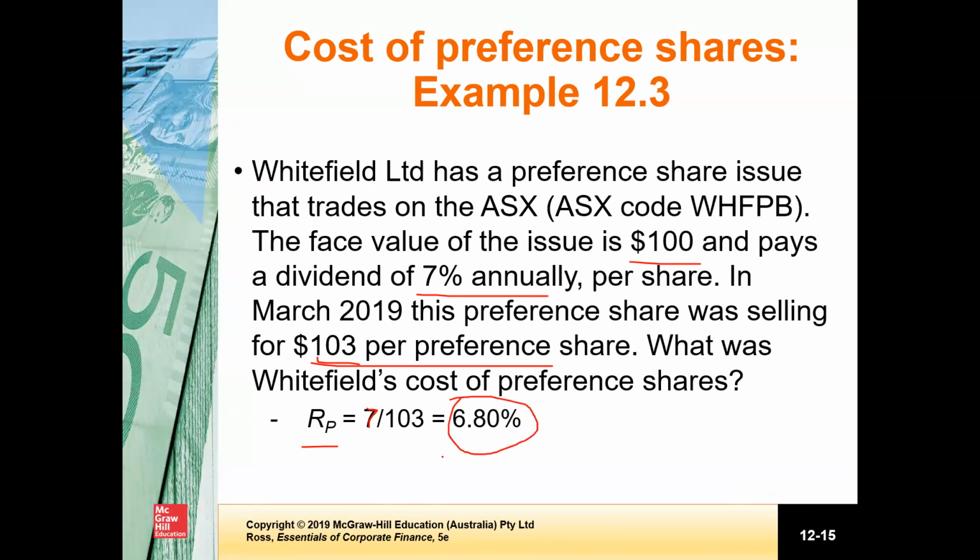So once again, 6.8% is the cost of preference share. It means that the investors are requiring a 6.8% return for investing in this preference share. Or from the company's point of view, the cost of the funds the company has raised by issuing this preferred stock is 6.8%.